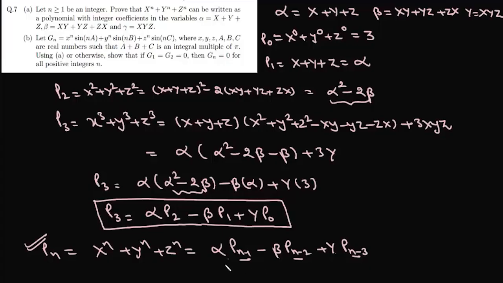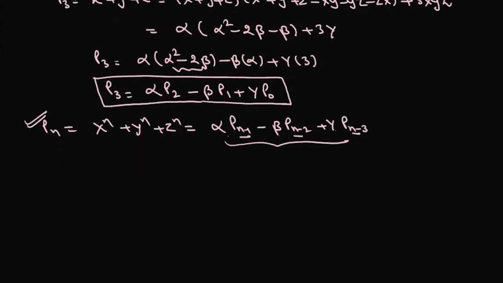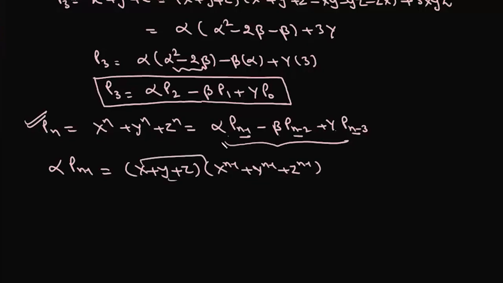And if you want, you can prove this part yourself, starting from here. So we can start with alpha Pn minus 1, where alpha is x plus y plus z, and Pn minus 1 is x to the power n minus 1, y to the power n minus 1, z to the power n minus 1. If you multiply these, you'll get Pn, and you'll get two other terms. It is fairly simple, but it will require some calculation on your part. So that's our first part.